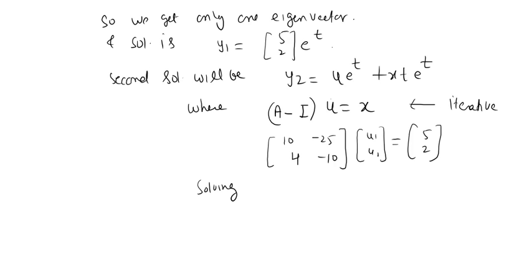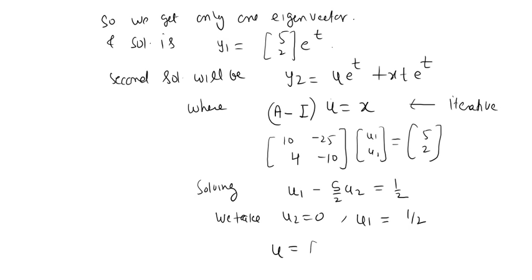Solving this system, which is just 2 by 2, you get u1 minus 5 by 2 u2 equal to 1 by 2. Now this is non-homogeneous, so we can take u2 equal to 0. So u1 equal to 1 by 2. Simply you take 0. So this vector u is 1 by 2, 0. And of course there are infinitely many vectors, so you need to pick only one. So this is u.